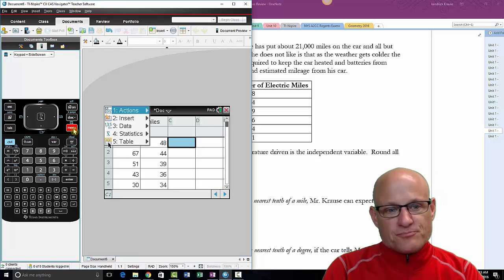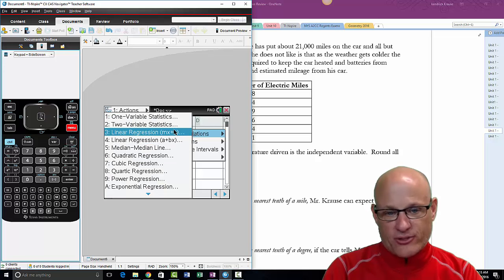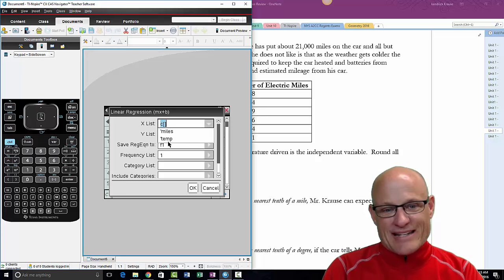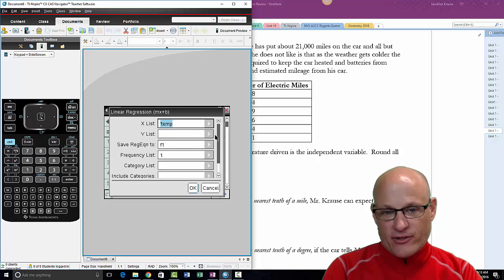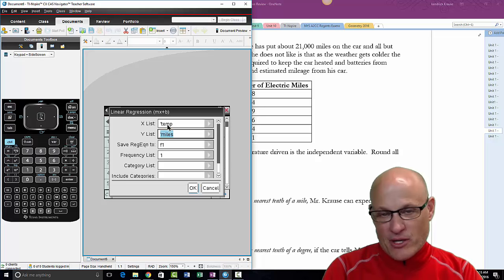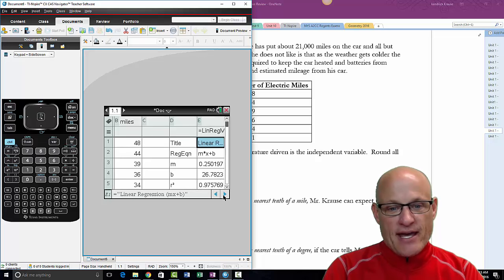So we're going to go over here to menu, go into statistics, stat calculations. Make sure you pick the right linear regression, the one you're most familiar with. Be careful, this is in alphabetical order, and temperature is the X value. If you pick the wrong one, you're in trouble. Temperature is the X value, and miles driven is the Y value, so the temperature affects the mileage. Temperature is the independent variable, and miles is the dependent, and Y is always the dependent. So we click OK, and there they are.